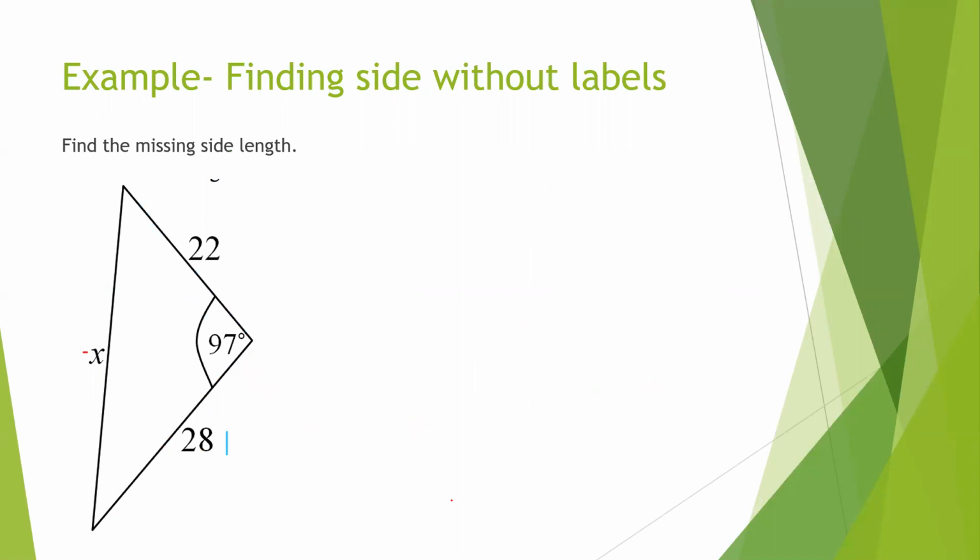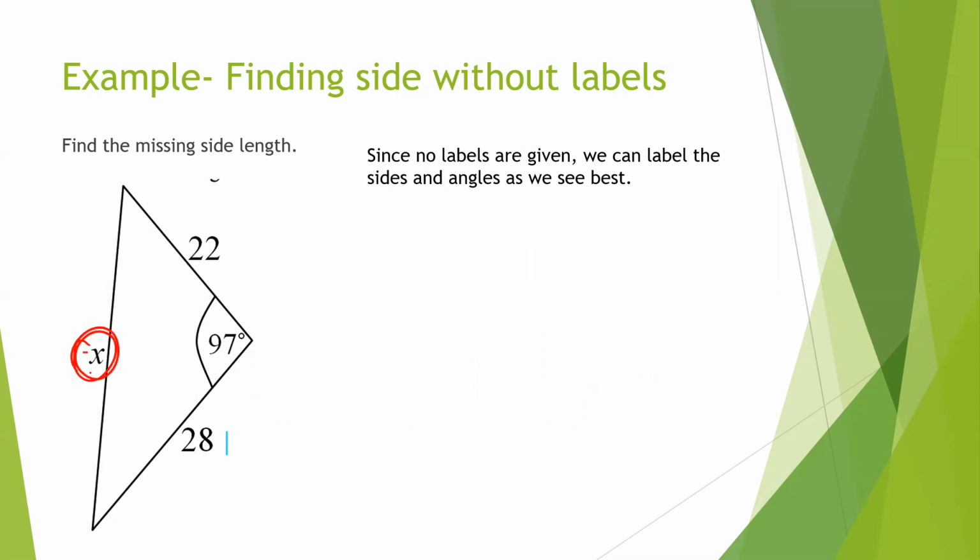So we are given this triangle where we have x, 28, 22, and the contained angle is 97 degrees. So first of all, since the labels are not given to you, you need to label the angles and the sides as you see best. Well, first thing I realized is that the x right here has to correspond with the 97 degrees that we already know. And luckily, the side length we're looking for corresponds with the angle we already know, the contained angle.